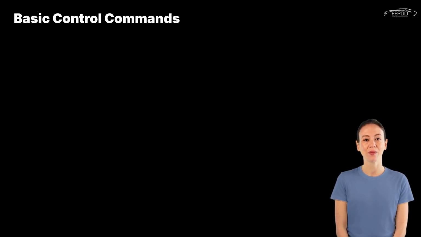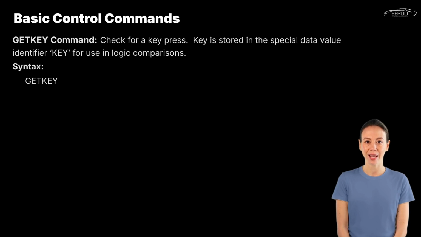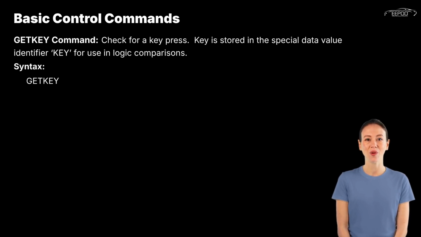Now, let's move to the get key and wait key commands. So first, the get key command. Get key is used when you want to check if a key was pressed, but you don't want to stop the script while checking. Meaning, the script will call get key, quickly check if something was pressed, and immediately move on, whether or not a key was pressed. It doesn't wait. It's like, did someone press anything? No? Okay, keep going, kind of thing.